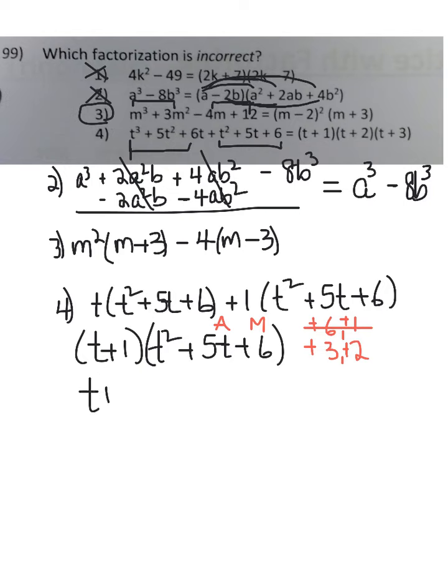So I'm going to bring this down, and then I've got t plus 3 and t plus 2. You can see that this answer matches choice 4. But they want to know which one is incorrect. They want to know which of these 4 expressions can be rewritten correctly to form a true statement. Okay, so let's look at choice 1.